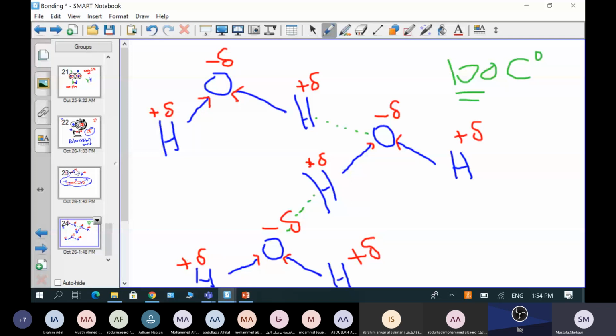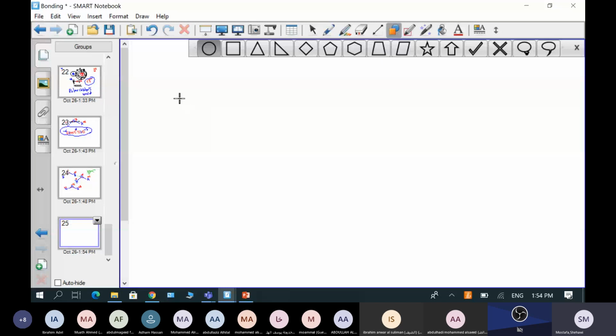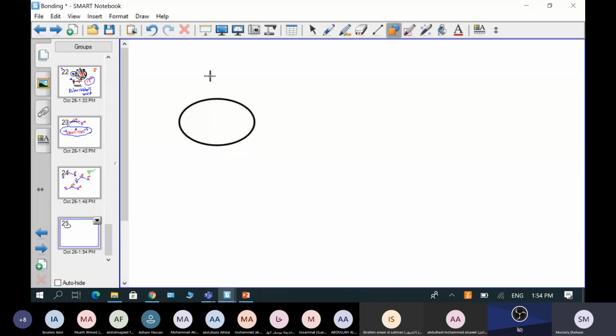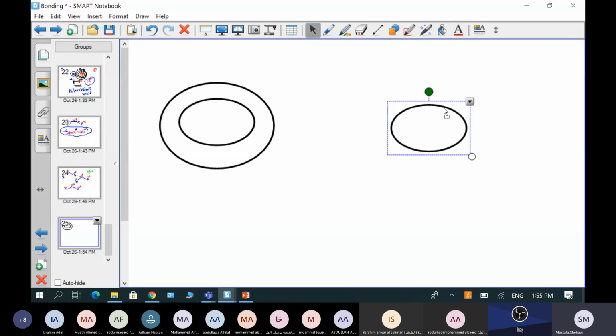After explaining polarity, I will explain to you what is meant by double covalent and triple covalent bonds. I will start with the oxygen atom here. This is the first level in one oxygen atom, and this is the second energy level in another oxygen atom. Let me just put it like this. Copy, and take another one here.